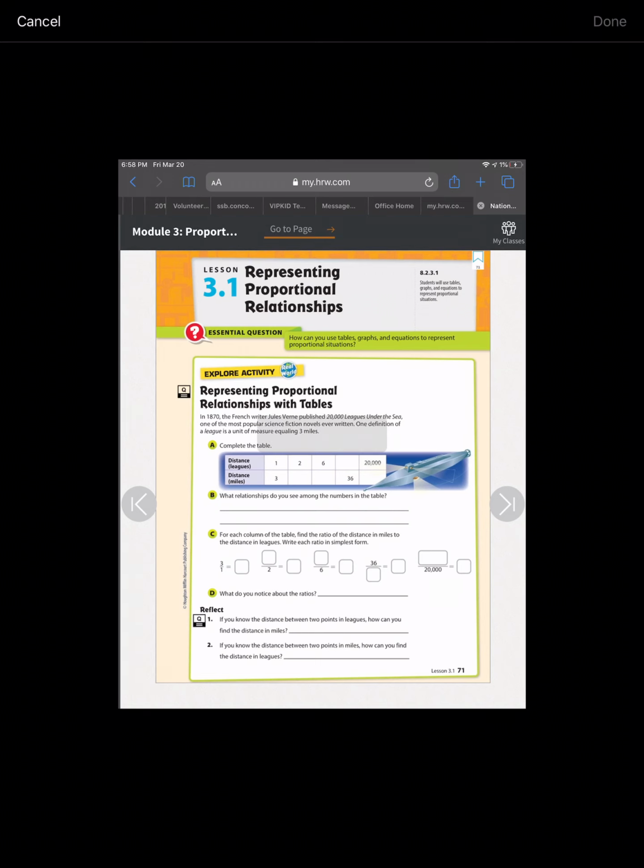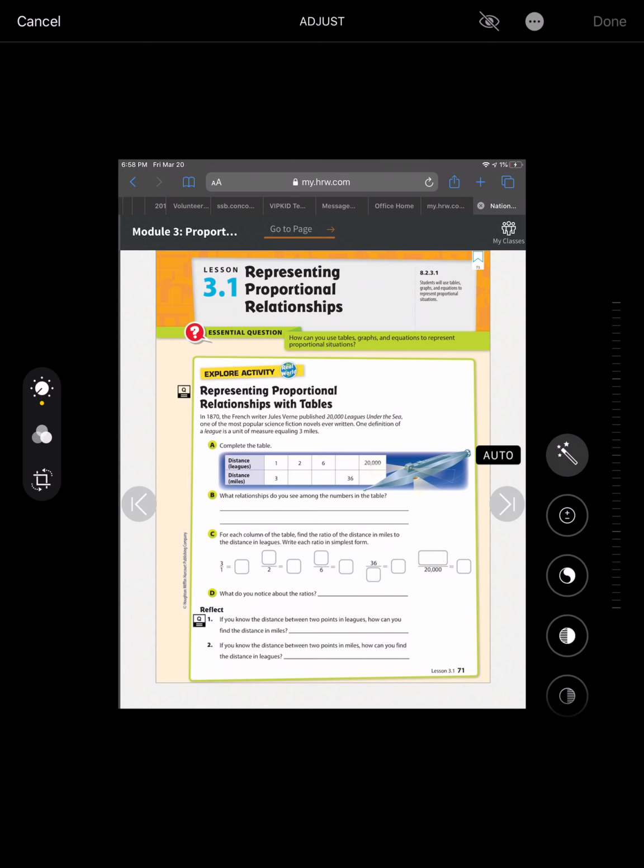So, I'll talk about lesson 3.1, representing proportional relationships.